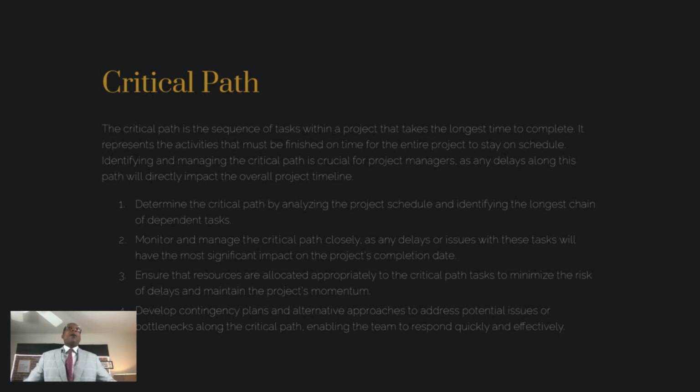How do you break this down normally with the critical path? So let me give you three. There's four here, but I'll give you three of them. One, determine a critical path by analyzing the project schedule and identifying the longest chain of dependent tasks. Two, monitor and manage the critical path closely for any delays, issues, basically any impacts to the project completion date. And then the third one is, ensure resources are allocated appropriately for the critical path tasks to minimize, this is the key word, family, risk and or delays on the project momentum.